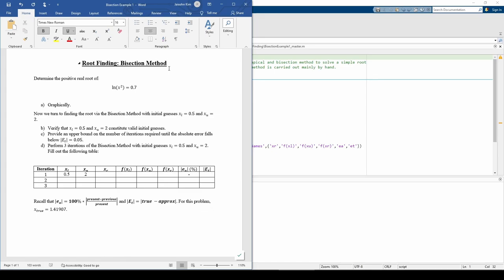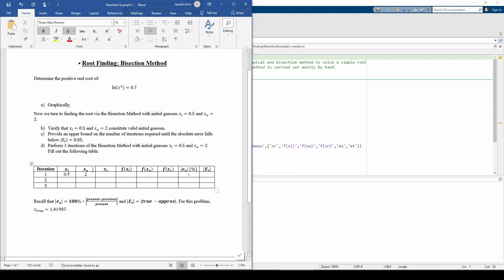We want to find the positive value of x, which satisfies the equation ln x squared equals 0.7. This is equivalent to finding the root of the function ln x squared minus 0.7 equals 0, or 0.7 minus ln x squared equals 0. We first want to estimate the root graphically, then perform three iterations of the bisection method.